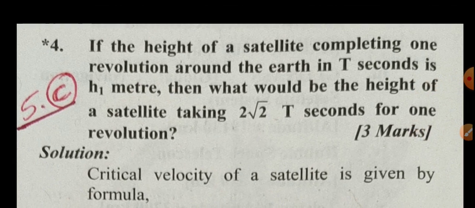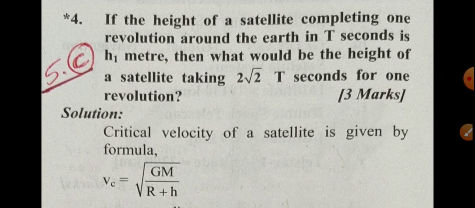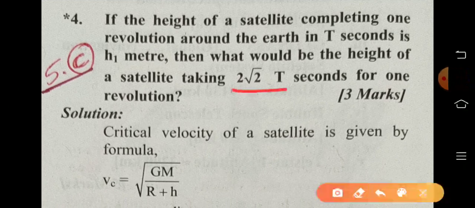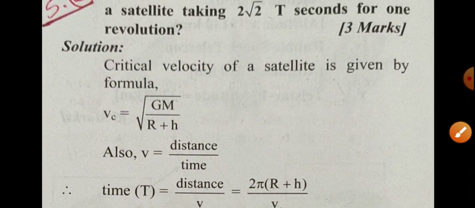One more numerical problem is given in our textbook. If the height of a satellite completing one revolution around the earth in t seconds is h1 meter, then what would be the height of the satellite taking 2 root 2 T seconds for one revolution? This question is also asked for 3 marks.